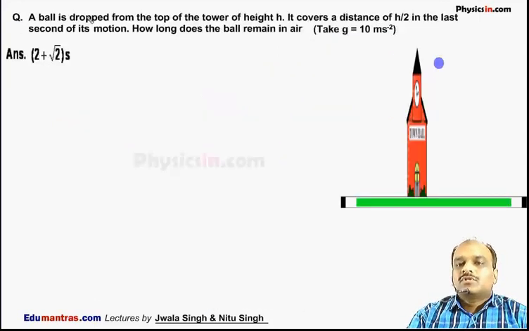Question is, a ball is dropped from the top of a tower of height h. Let the height of the tower be h. It covered h by 2 distance during the last second. This height is h by 2.